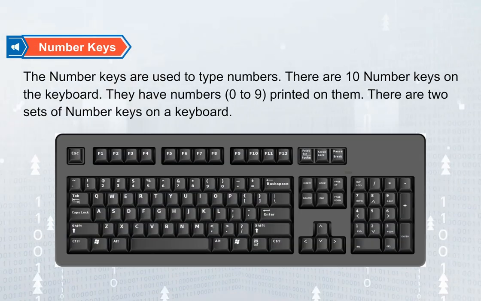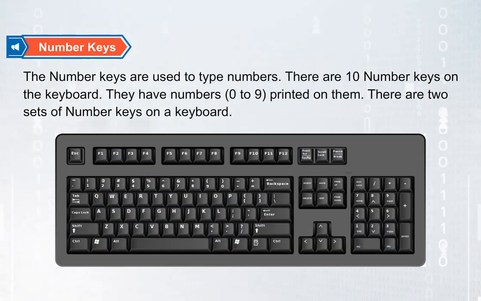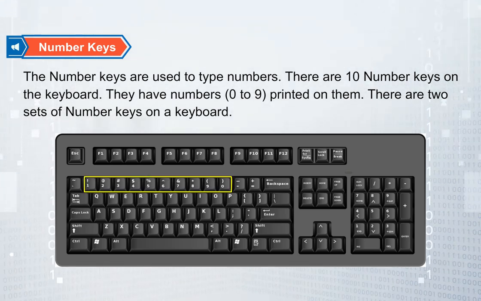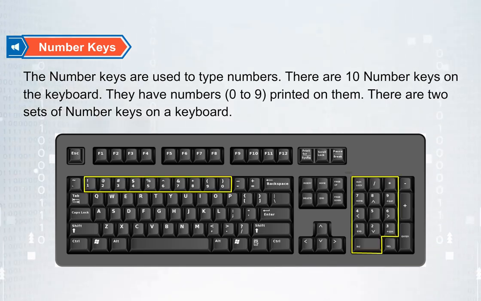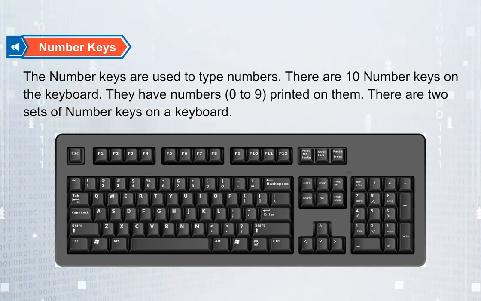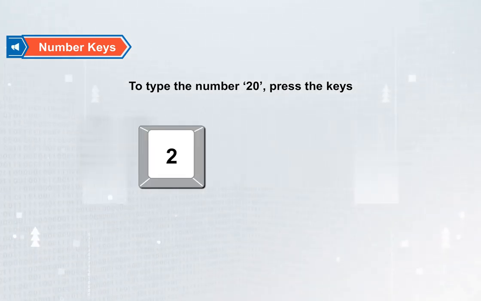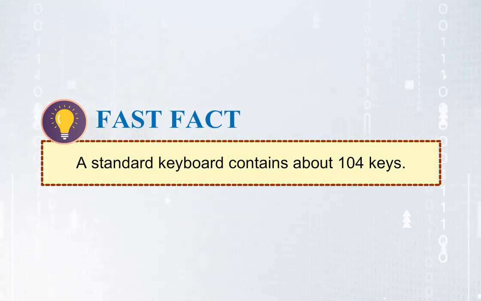Number keys. The number keys are used to type numbers. There are 10 number keys on the keyboard. They have numbers 0 to 9 printed on them. There are 2 sets of number keys on a keyboard. To type the number 20, press the keys 2, 0. Fast fact: a standard keyboard contains about 104 keys.